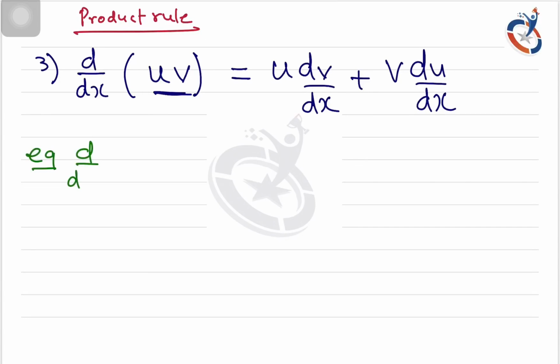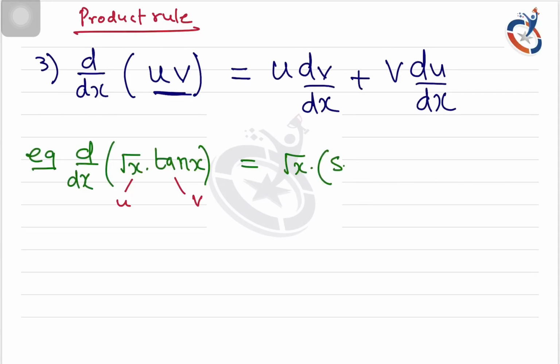So let's take one example here. What's the derivative of root x into tan x? You can imagine the first function as u and this function as v. Now apply the formula. The answer will be root x into the derivative of tan x, which is sec square x, plus tan x, the second term as it is, into the derivative of root x. The derivative of root x is 1 upon 2 root x. Clear?